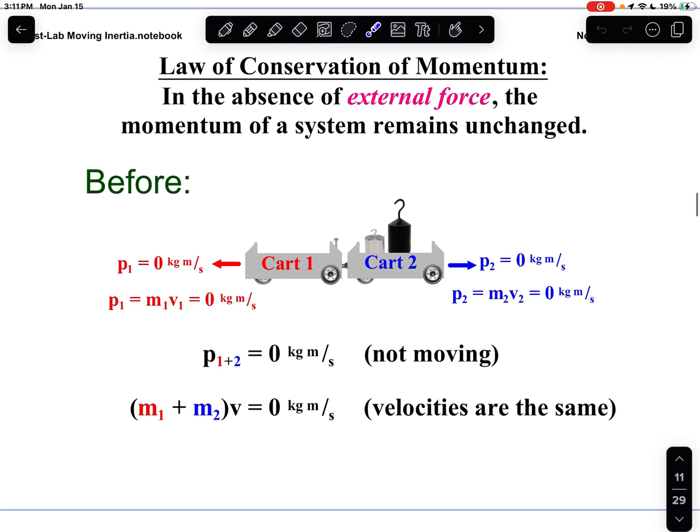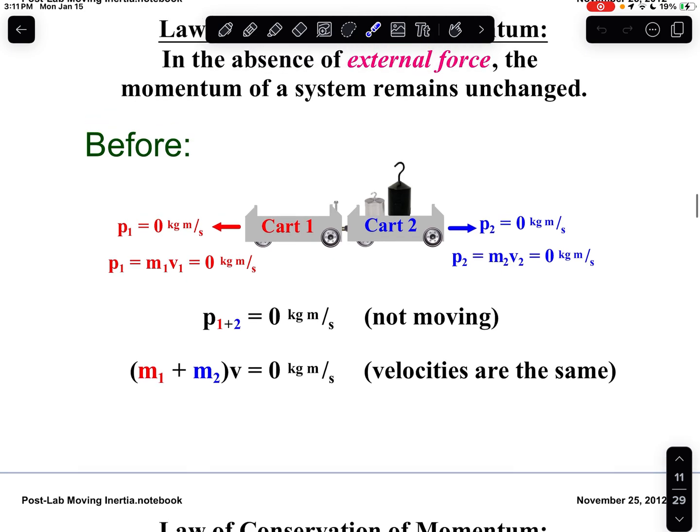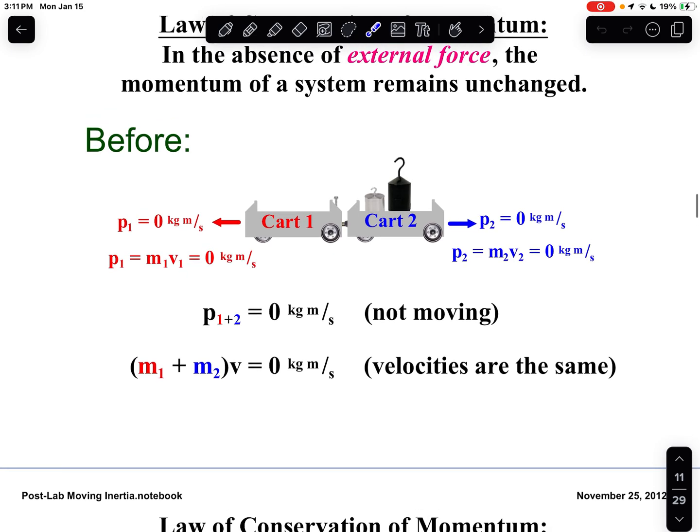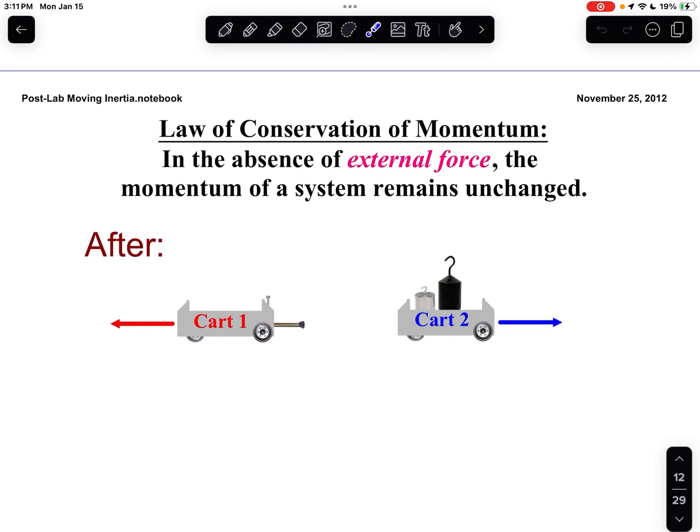Okay, now we're going to go ahead and we're going to push the button here, and our carts are going to push off of each other. Okay, when our carts push off of each other, right, cart 1 acts on 2, 2 acts on 1, and there are external forces on each individual cart. So each individual cart will have a change in momentum, right? Cart 1 speeds up to the left, cart 2 speeds up to the right.